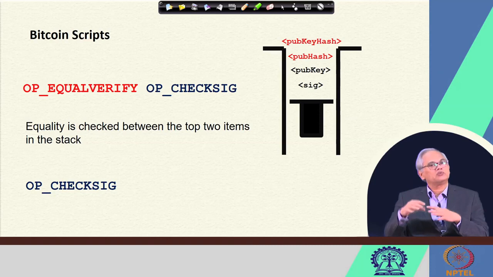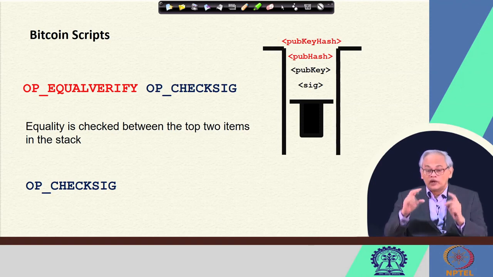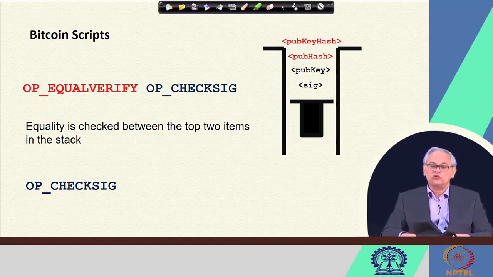Alice had possibly made it to somebody else, and now Bob is trying to claim it, or Bob does not know the public key, and it is not able to proceed with it. So, Bob should not be able to claim those 40 bitcoins. But if the two match by this OP_EQUALVERIFY, we can proceed to the next step.